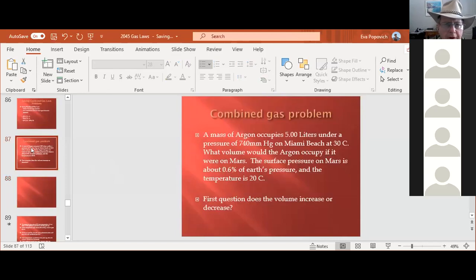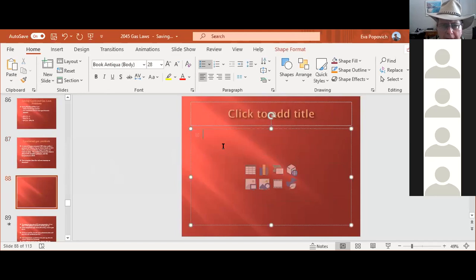So in this case, I know that my P and V, I get 740 times 5 liters divided by 303 is going to be equal to 0.6 times 740, which is 444, X divided by 293. I solved this out, and I get a volume of 805 liters.